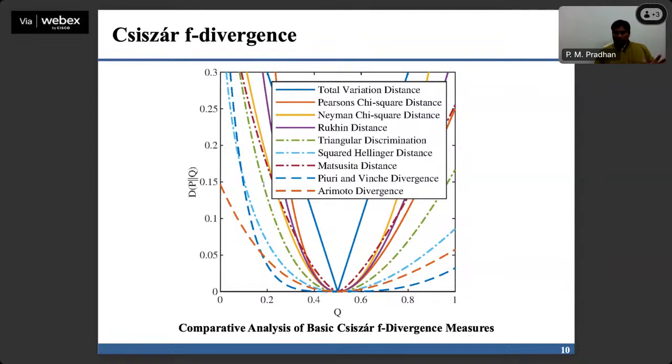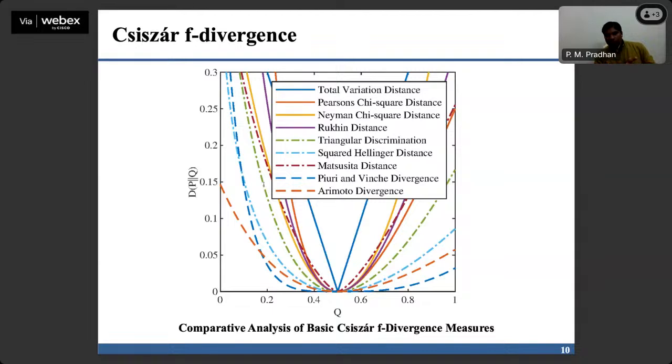This is just a figure showing that if you vary one of the probability density functions, q, what would happen to the divergence measure? For example, you can see that there are some divergence measures. For example, your total variation distance, you can see it has a null at 0.5, and it's more like a triangular scenario, right? Similarly, when you look at Pearson's distance or Neyman distance, if you go on increasing the PDF Q, then what is happening to the divergence measure?